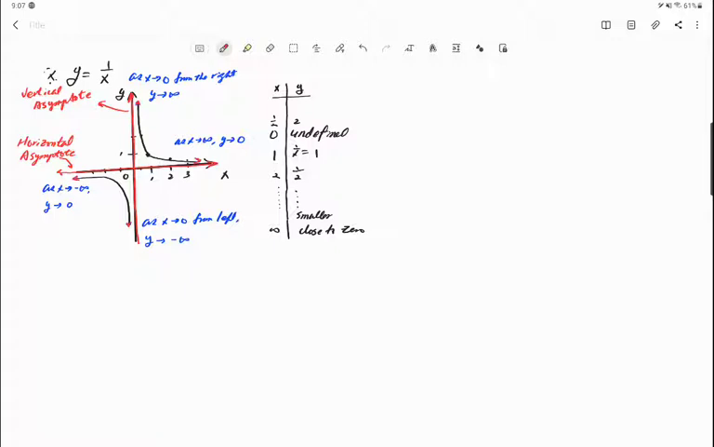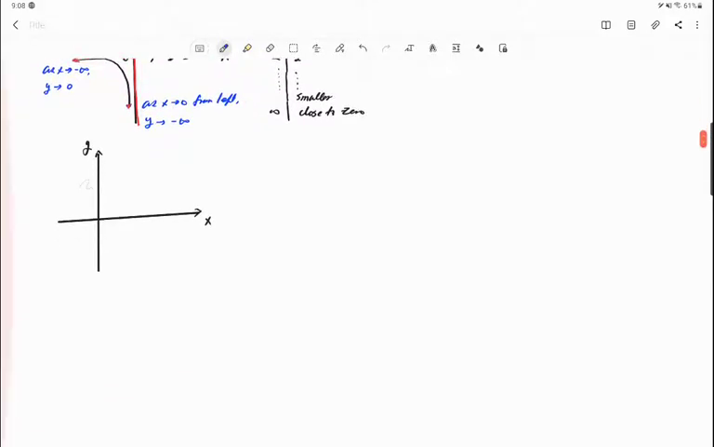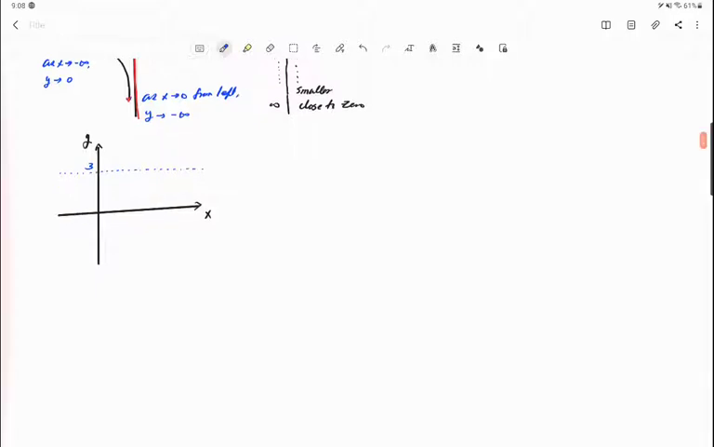Vertical asymptotes and horizontal asymptotes are a vertical line and a horizontal line. A horizontal line is called a horizontal asymptote if the graph approaches that line. A vertical asymptote is a vertical line that the graph approaches. So let's say here is a horizontal line. Let me draw a dotted horizontal line, and the value of y is 3. Let's say a graph looks like this.